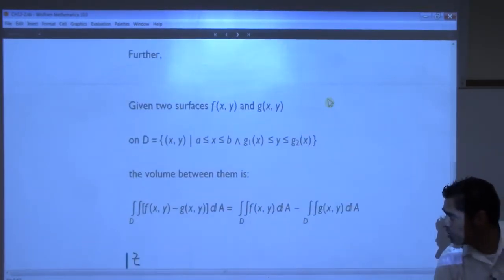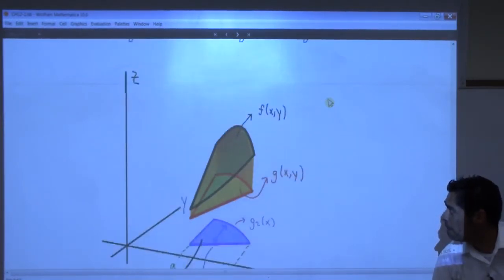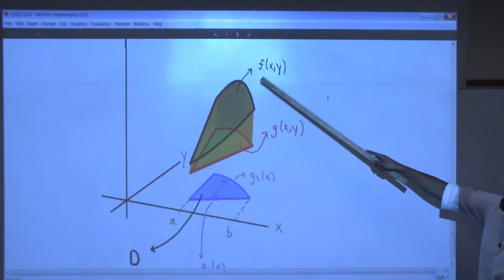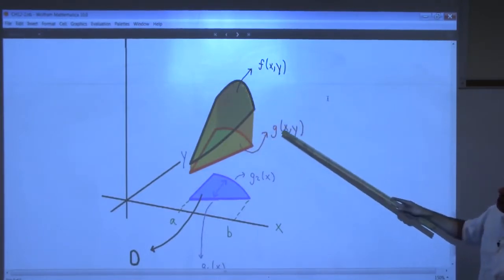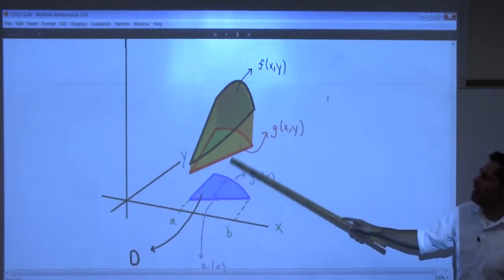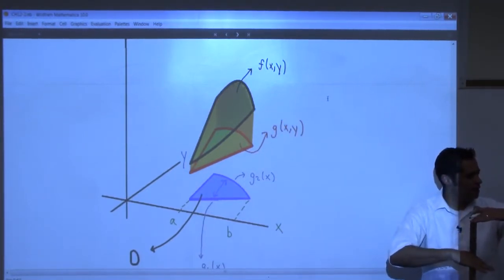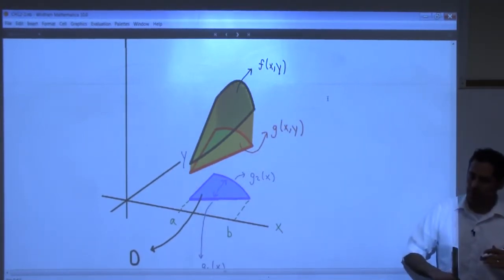If we have two surfaces, right? So now we have some surface f, and then some surface below it g, and we want to know the volume between them. We said last time you just subtract the two, right? But that was over a rectangle.